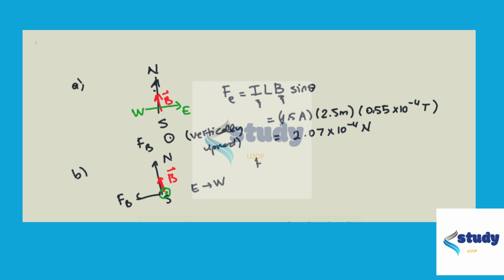And the magnitude is ILB sine theta. As you can see, the angle between I and B is still 90 degrees, so sine 90 is 1. That's why we only plug in for I, L, and B. So we're going to see that we're getting the same answer as part A.